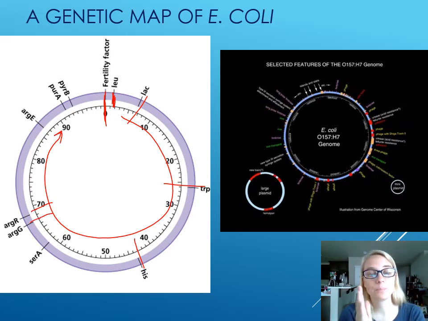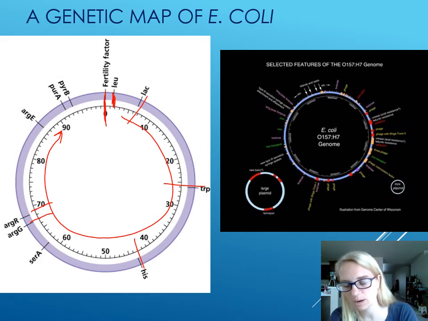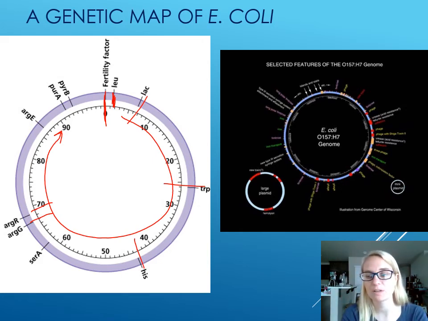So by purposely breaking that conjugation pilus at set time frames, researchers can map out on the chromosome where these genes are located. And I know you can't see the names on the E. coli O157:H7, but I just wanted to show you how much they know about the genome based on this method of mapping it with conjugation, which is kind of cool.